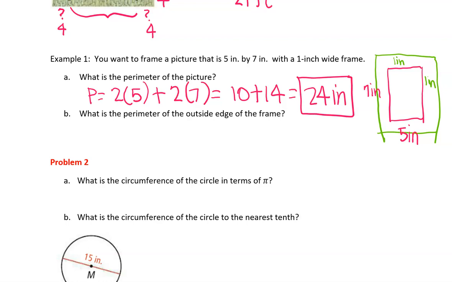Okay, what is the perimeter of the outside edge of the frame? Well, remember we have a 1-inch frame, so it is 5 here plus another 1 plus another 1. So your new width is going to be 2 times 7. And then remember going the other way, this much right here is 7, plus you have another 1 and another 1. So we have 2 times 9. So 14 plus 18 is 32.